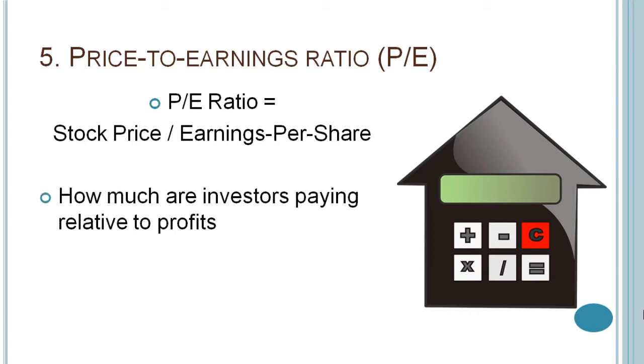The price to earnings ratio measures how much investors are paying for a business relative to the profits it generates. For example, a PE ratio of 15 means investors are paying $15 for every dollar of profit the stock generates.